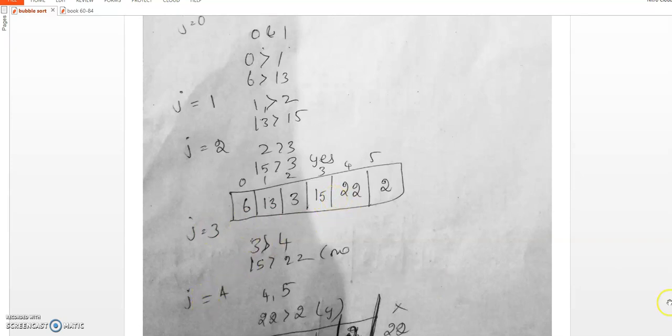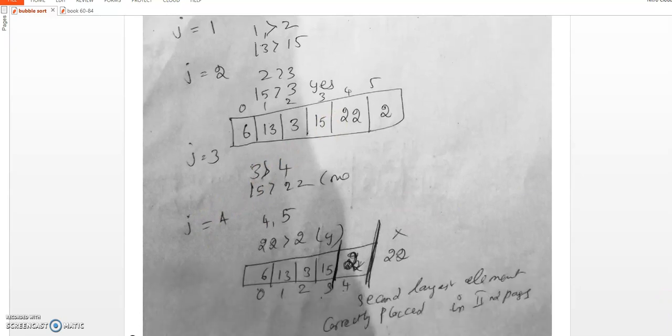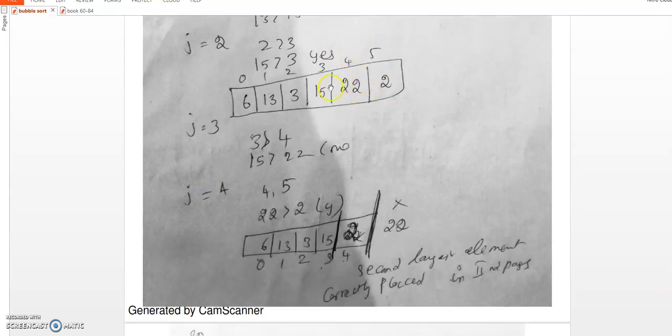Then when j equals 4, 4 and 5 will be compared. The fourth element is greater than the fifth element. So 22 is greater than 2, so we are going to swap it. After swapping, 22 is placed correctly. The second largest element has been placed at the end of the second pass. So no need to take care of this one.